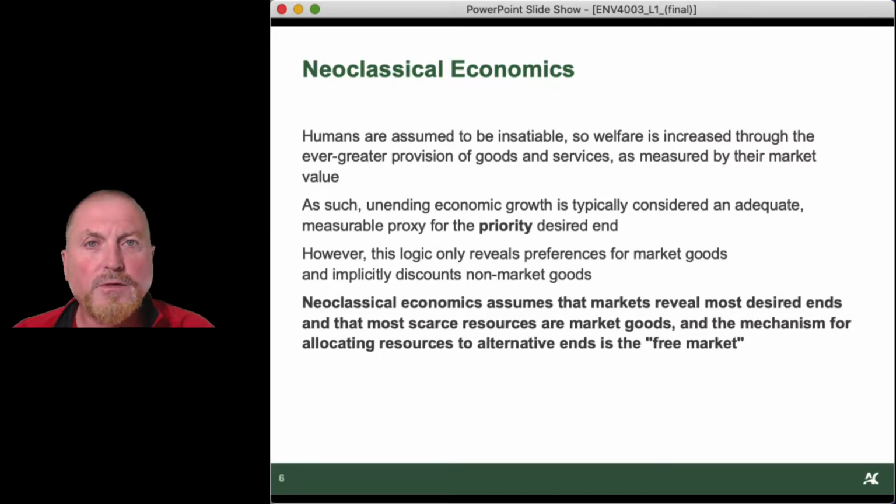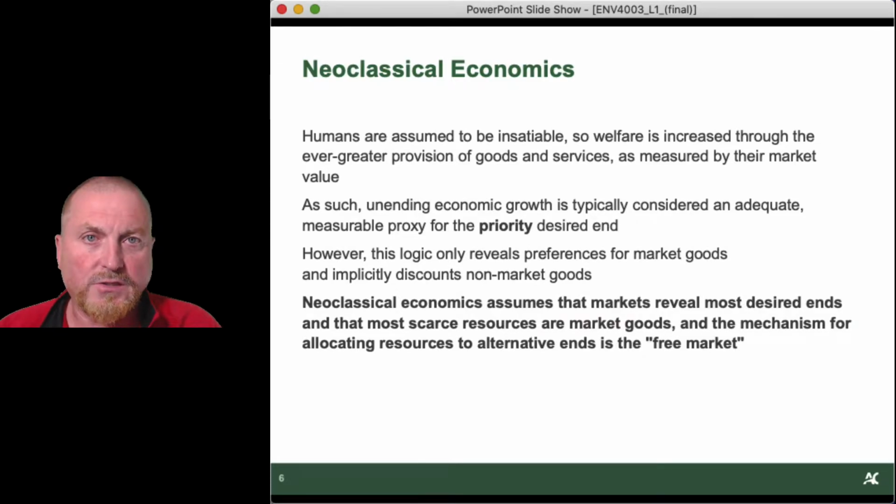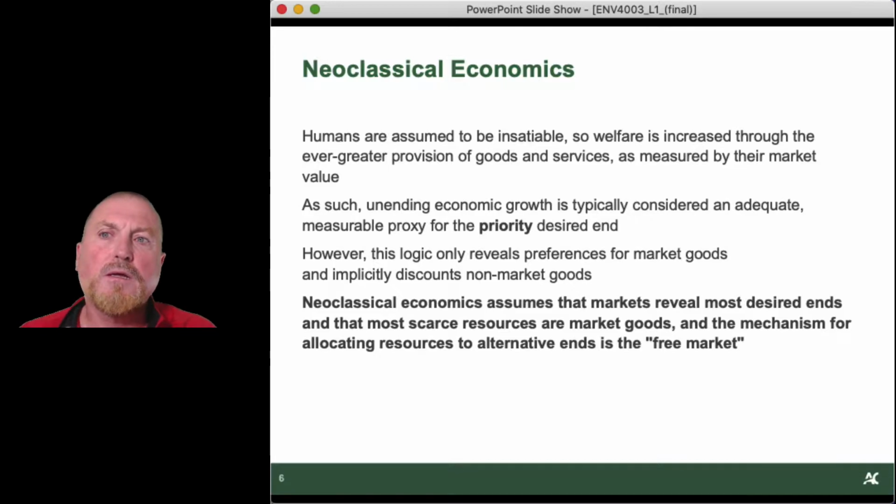You don't walk into grizzly bear territory and see a big sign with a price tag on it, right? All of these things are not market goods and services. Therefore, what does not get counted does not get taken into consideration, right? So neoclassical economics assumes that markets reveal most desired ends and that most scarce resources are market goods, not the environment. And the mechanism for allocating resources to alternate ends is the free market.